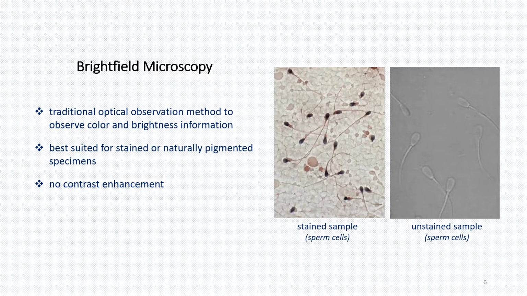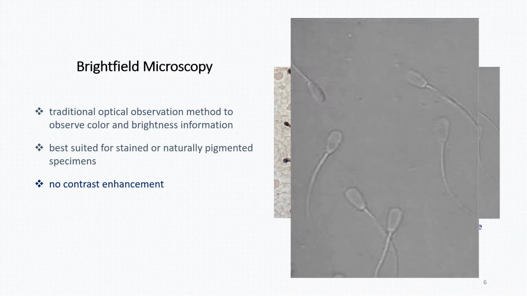Brightfield microscopy is one of the most basic and common methods used, whereby the sample is illuminated by white light that is transmitted through the sample onto the oculars or detectors. It is used to observe color and brightness information in stained or naturally pigmented specimens. It can also be used for unstained specimens, although such samples are usually difficult to observe due to the transparency of the specimen and the lack of contrast in the images acquired.